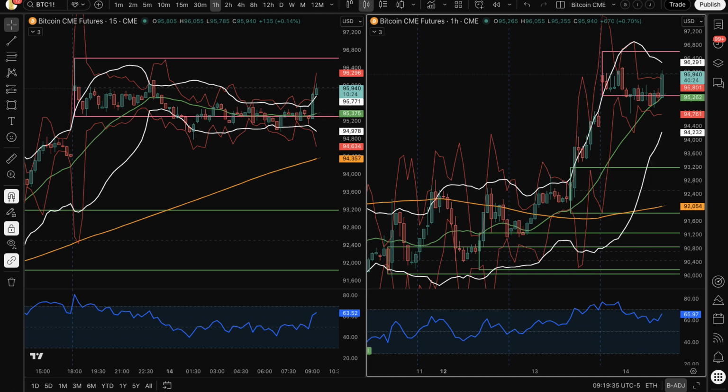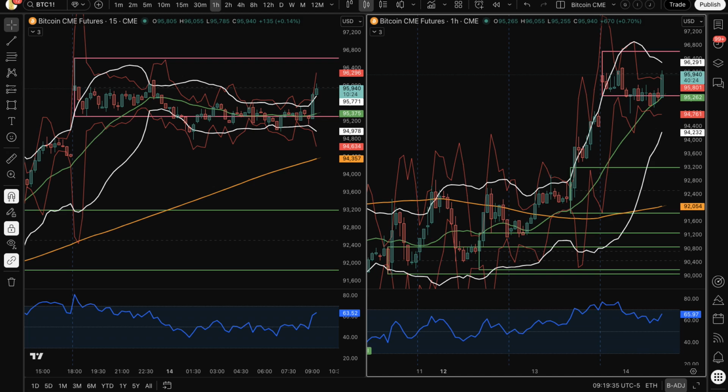After this type of expansion, price usually does one of two things. Either it holds above the expanded band and continues building structure higher, or it fails to hold the expansion and rotates back into the prior range. At this stage, the correct approach is observation, not assuming continuation. Lower timeframe expansion only becomes meaningful when it aligns with higher timeframe structure. That is why the 1-hour chart is critical here.